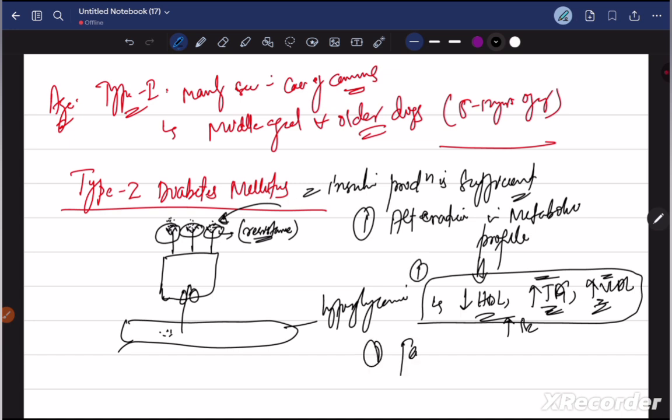The second reason is family history, meaning genetic, meaning hereditary.